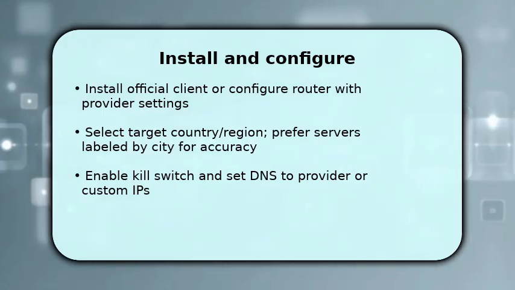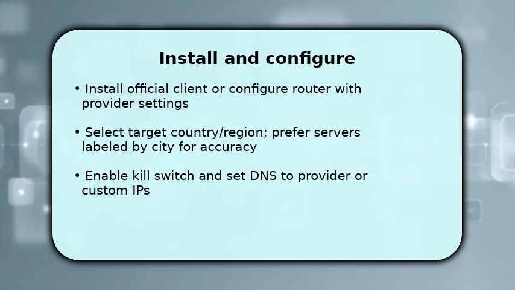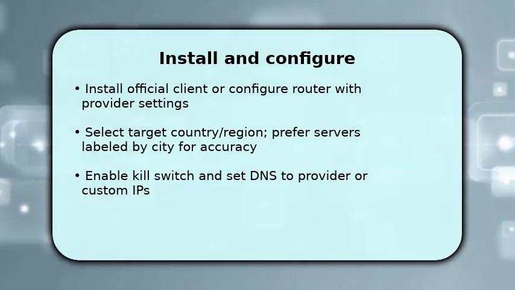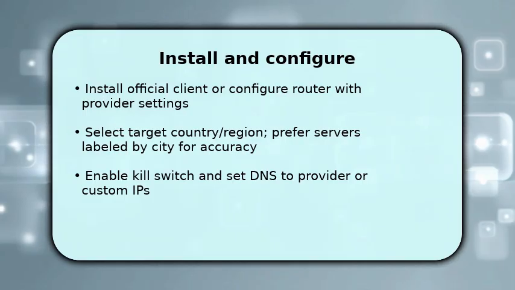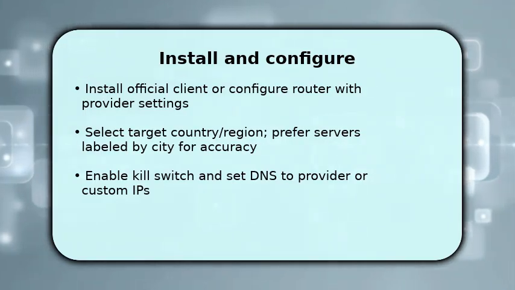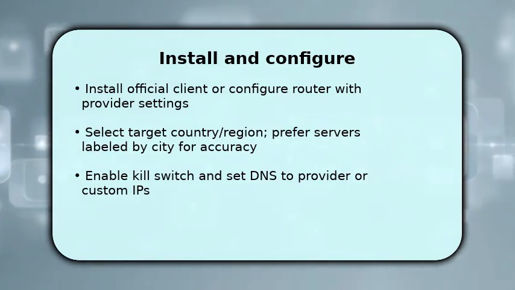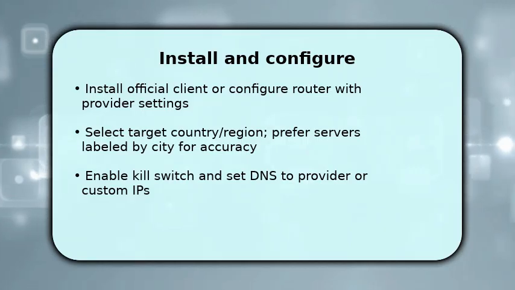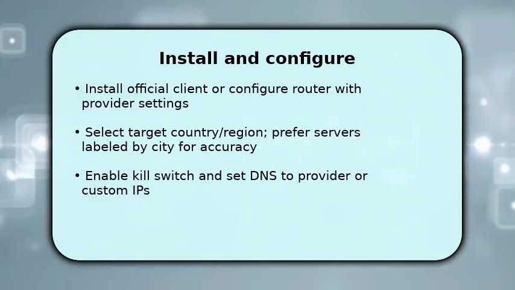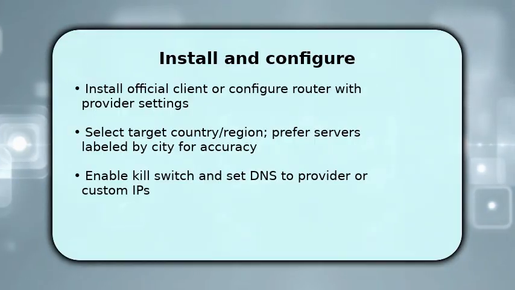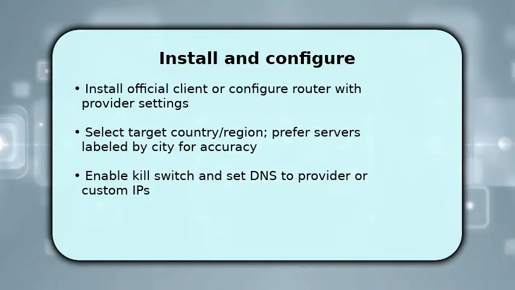Once installed, connect to a server located in your desired region and test a few servers to find the fastest. Configure DNS to the provider or enter the recommended IPs to avoid leaks, and enable the kill switch to block traffic if the connection drops. Make sure to clear app caches where region locks persist, then retest the service.